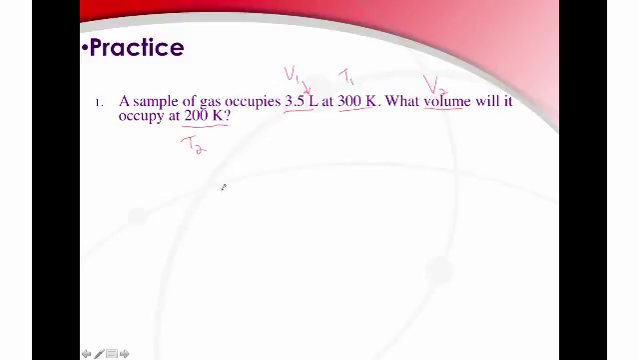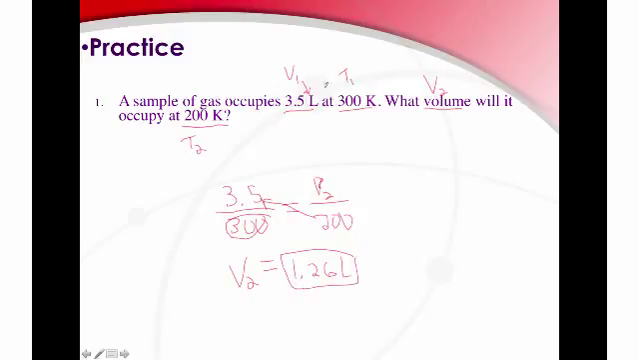So we do know we have 3.5 over 300 equals, we do not know what our volume 2 is, over our 200 Kelvin. This being said, we would just solve for our volume 2. So rearranging everything, cross-multiplying, and then dividing by 300, volume 2 would give us 1.26 liters.